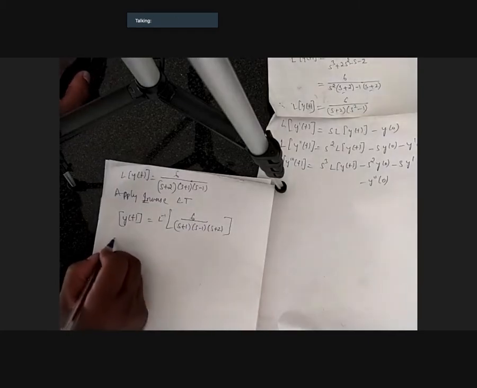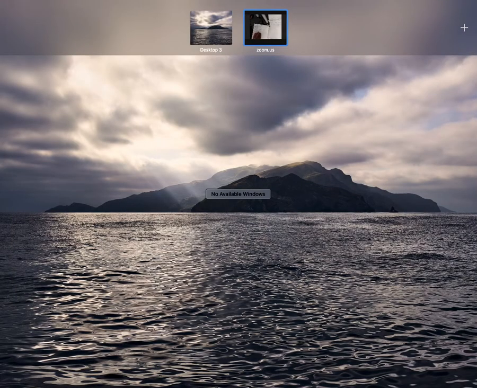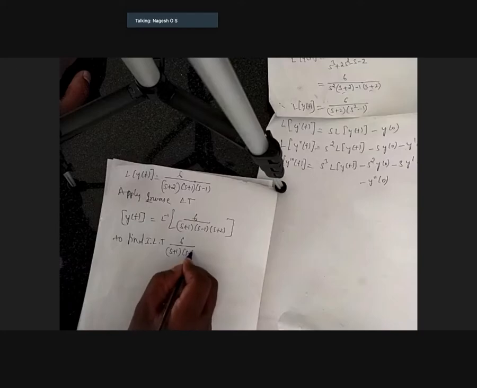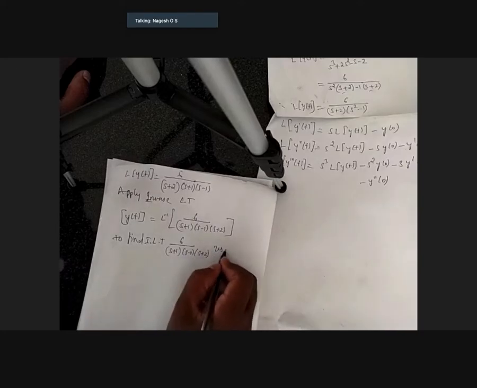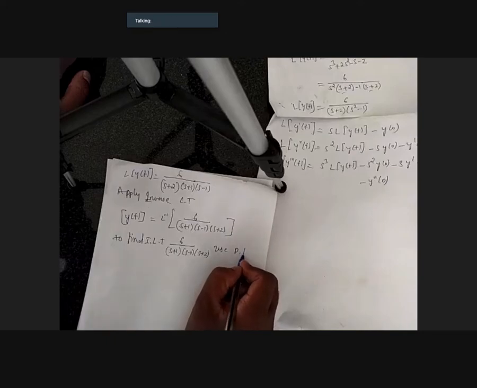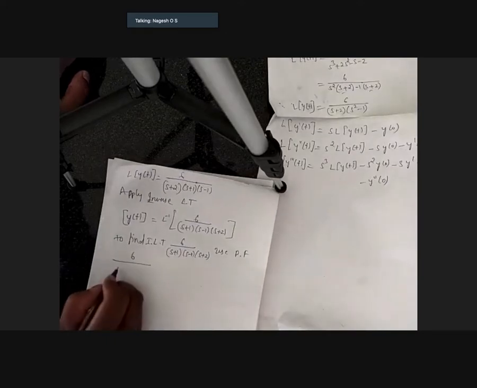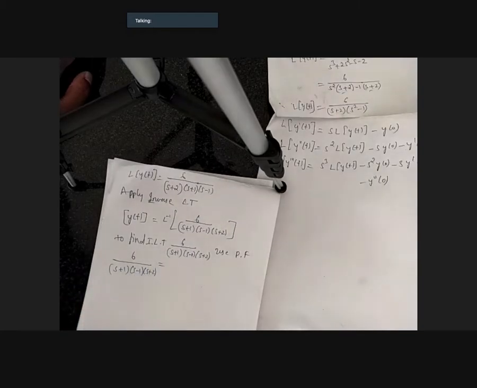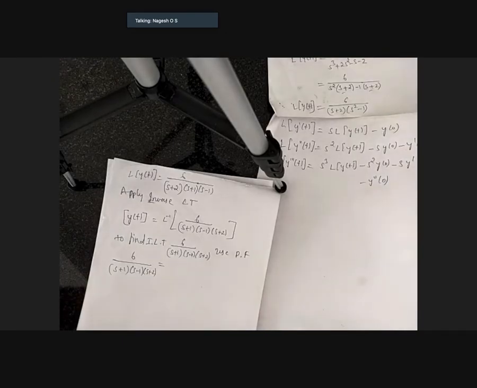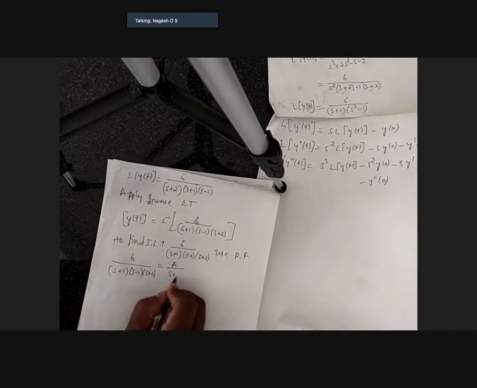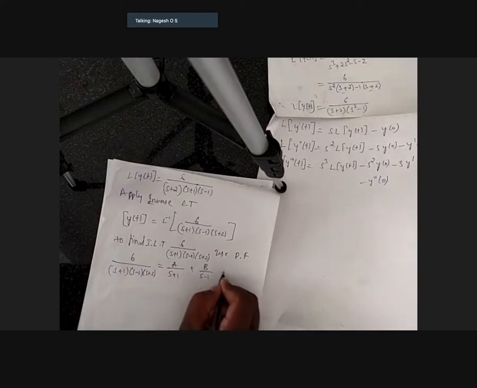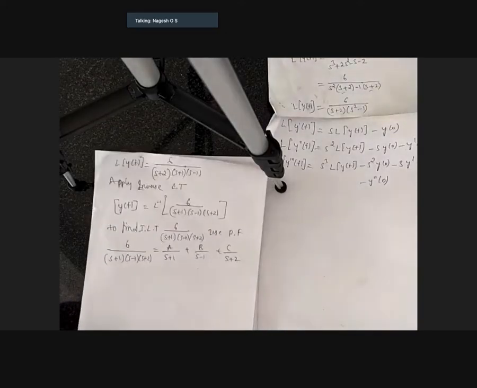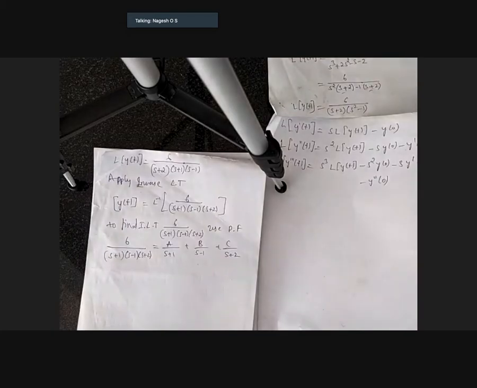To find the inverse Laplace transform of 6 by s plus 1, s minus 1, s plus 2, use partial fractions. 6 by s plus 1, s minus 1, s plus 2 is equal to a by s plus 1 plus b by s minus 1 plus c by s plus 2. Calculate and tell me the values of a, b, c.